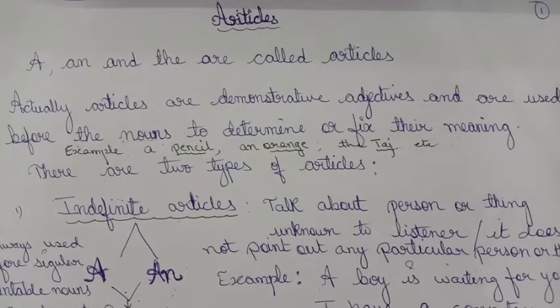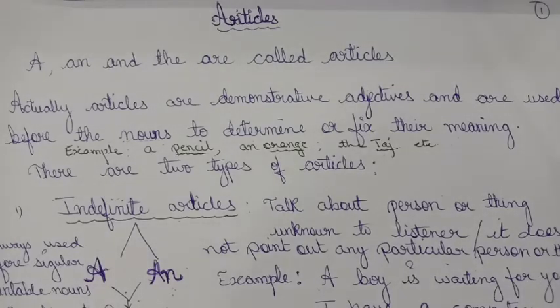Now an indefinite article talks about a person or thing which is unknown to the listener. You are not sure about that thing. It is something new to you, right? And they do not point out any particular thing also. So they are indefinite. A and an are known as indefinite articles. They are always used before singular and countable nouns. Before countable nouns, you use indefinite articles.